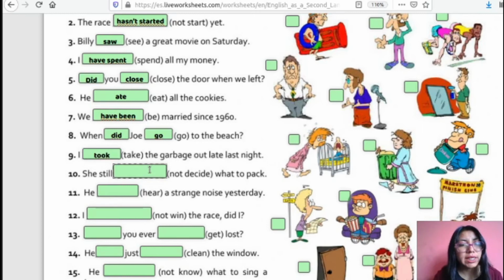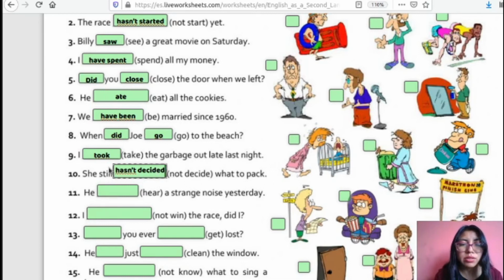Pay attention. He is still not decided what to pack. Okay, pay attention here. You have a time expression of present perfect, so I am going to use present perfect. She still not decided what to pack. Okay, we are going to use the negative form. She still hasn't, because of she, decided, and the verb in past participle form. She still hasn't decided what to pack.